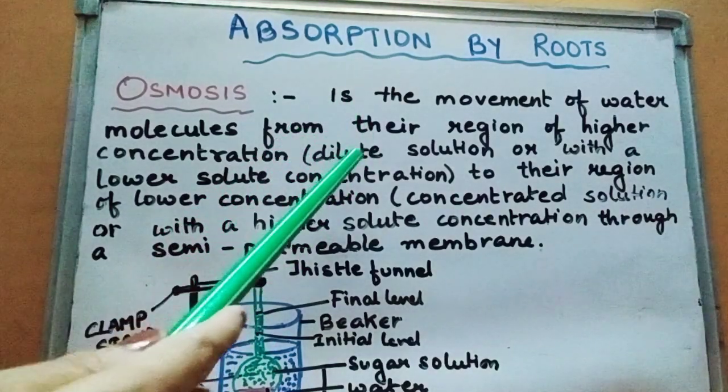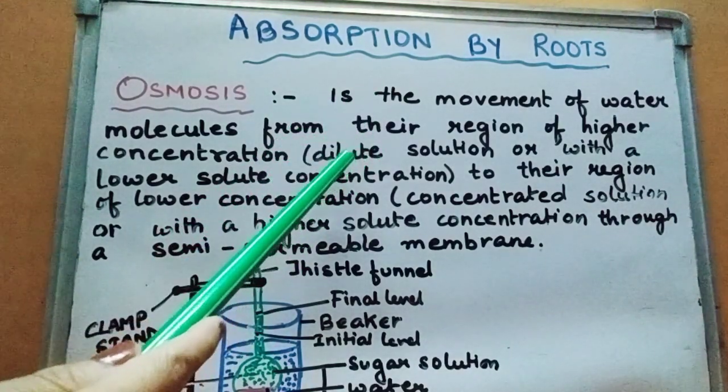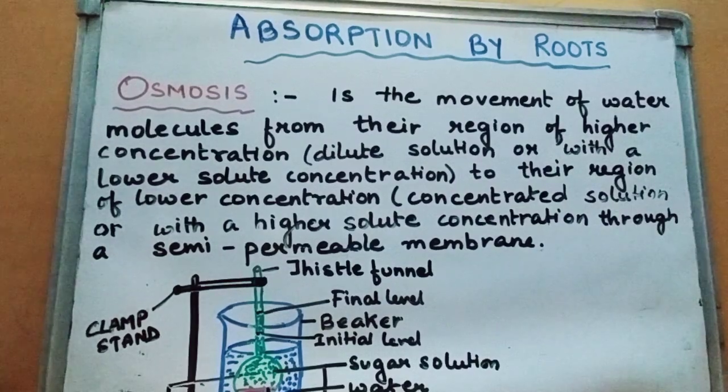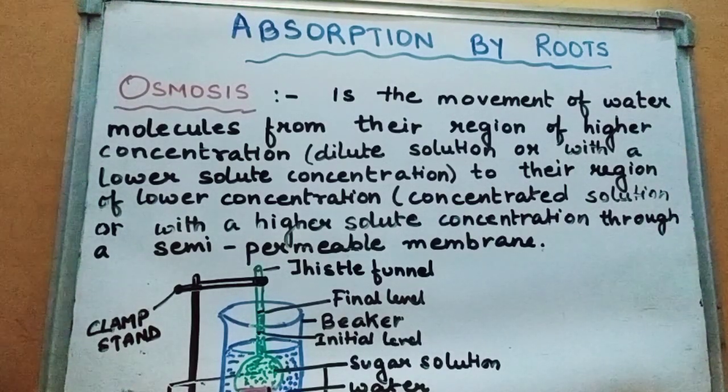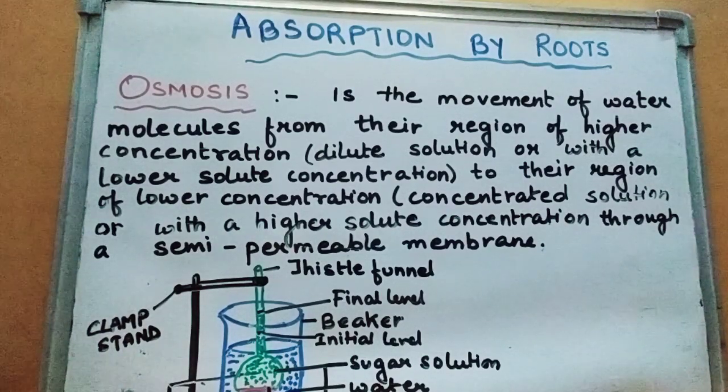And the word written here, please do mention it, dilute solution. Dilute means the solution which has more water and less solute, that is, more solvent and less solute. And concentrated means what? Concentrated means when the solute is more and the solvent is less, in terms of chemistry. So dilute solution here is talking about the higher concentration of water.